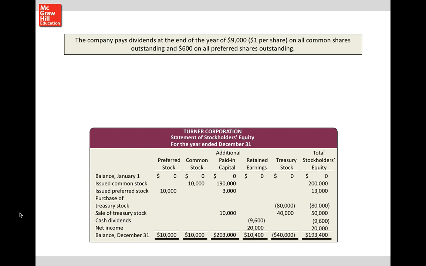So what you're going to do is total up each column and total up the total stockholders' equity. We're going to use that information next to move it and put it onto the balance sheet.